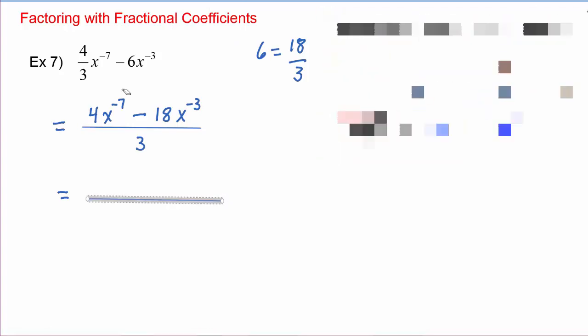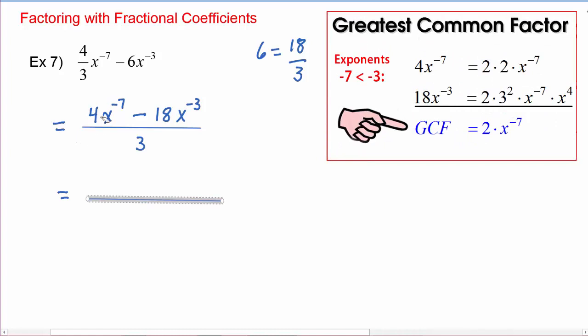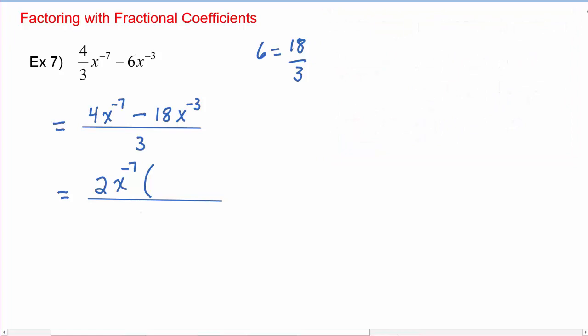We need the greatest common factor, so we have a 4 and an 18 as coefficients. We know the greatest common factor between them is a 2. X to the negative 7th and x to the negative 3, we know that negative 7 is the smaller exponent, so we'll be taking out an x to the negative 7th. And we have 3 in the denominator.